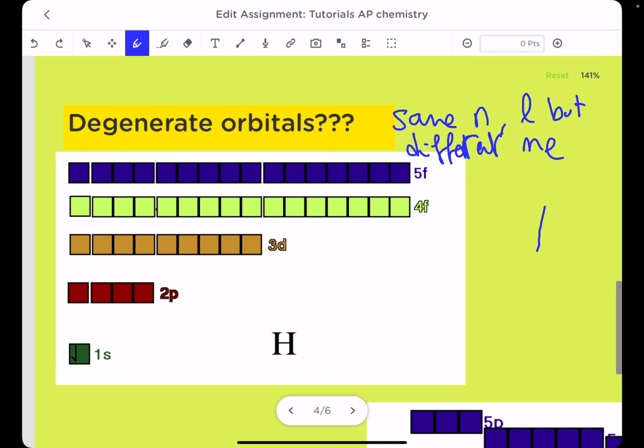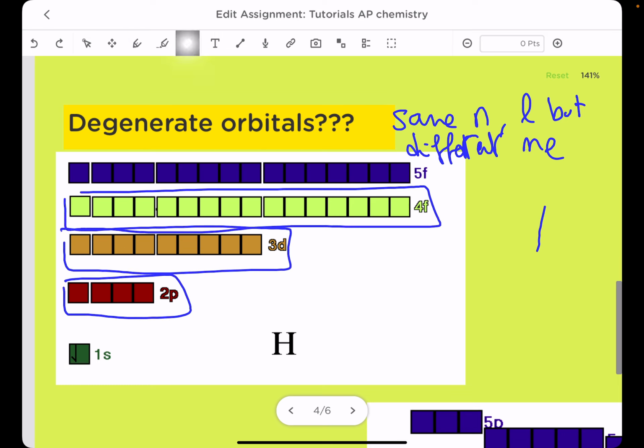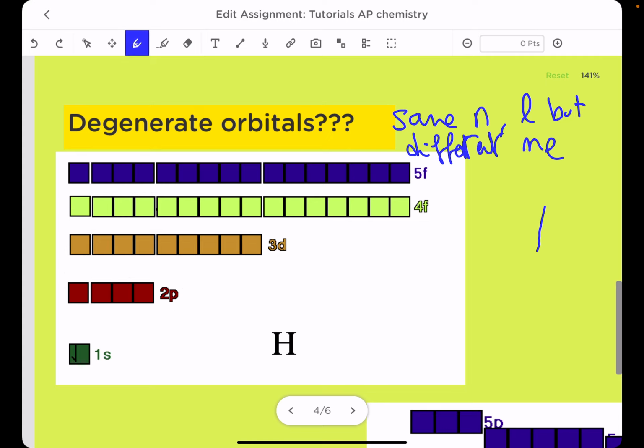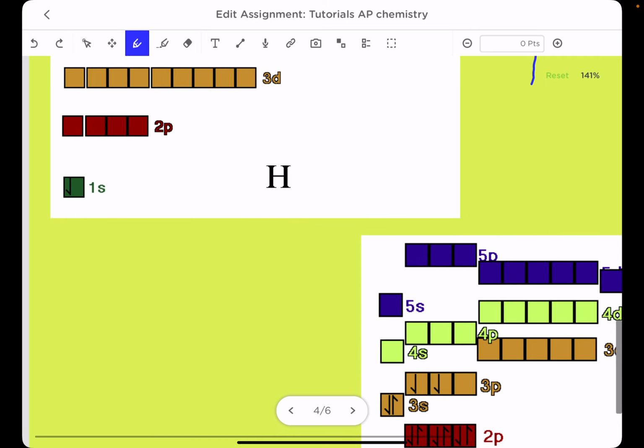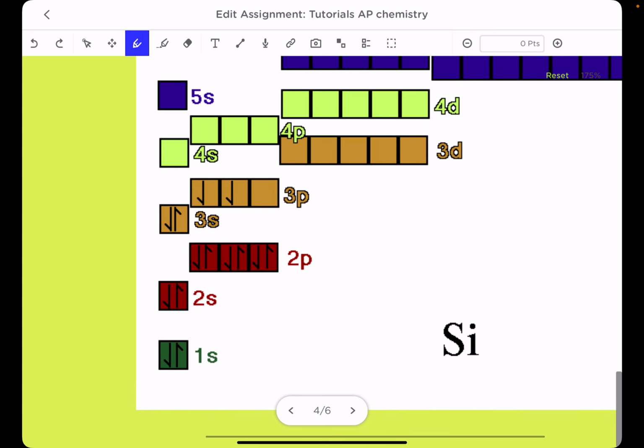I don't want to go into details on this. I will be posting a video to explain the reason behind degenerate orbitals. For now, I'm just going to explain what degenerate orbitals mean. When we look at the orbitals in every energy level, when they are not filled with electrons, they all have the same energy. They are all on the same level. However, when we start filling those orbitals with electrons, three things happen.